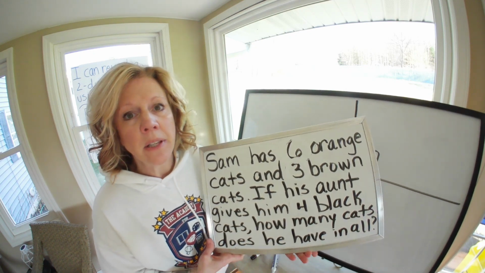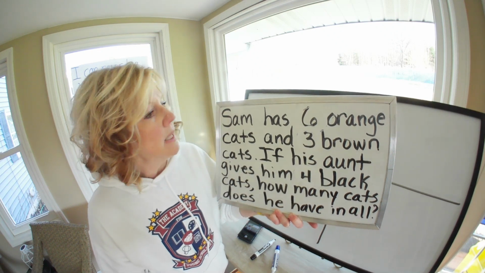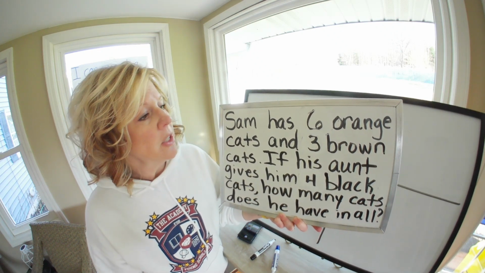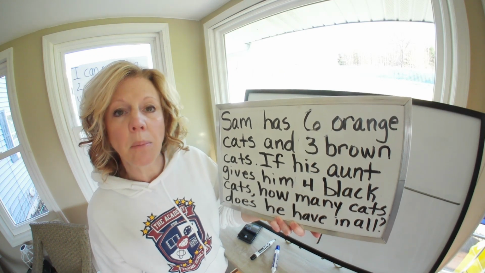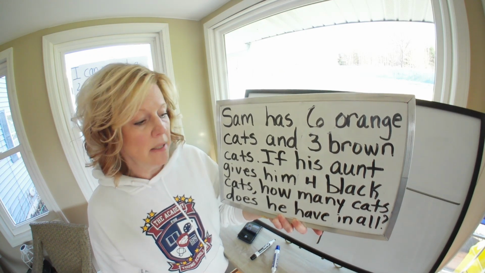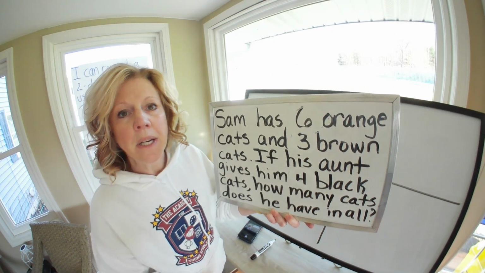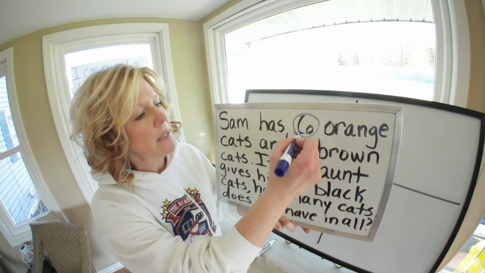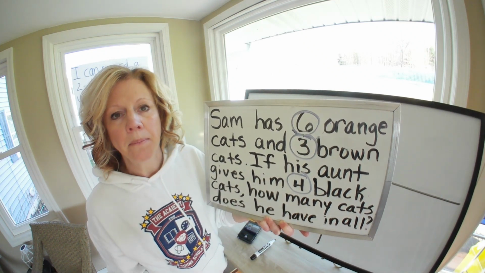Again, it's a little different than the previous 2 days, but this is going to be good for you to think about. It says, Sam has 6 orange cats and 3 brown cats. If his aunt gives him 4 black cats, how many cats does he have in all? So you'll notice we have 3 numbers. We have a 6, we have a 3, and we have a 4 this time.